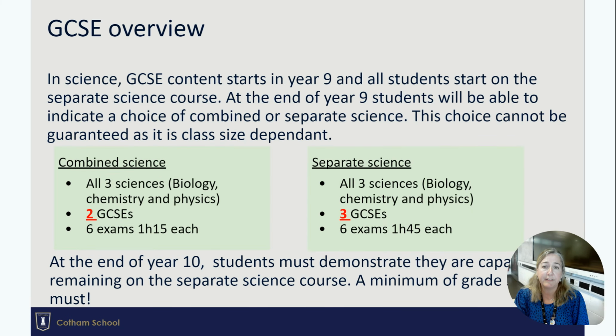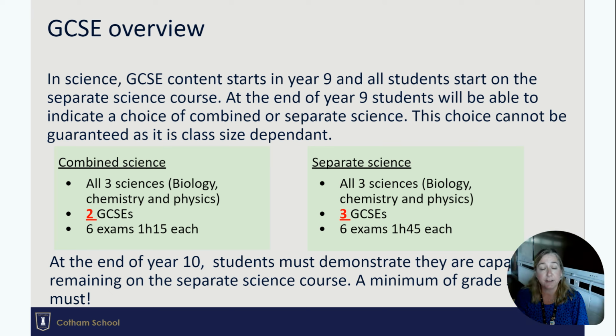In year 9, we start our GCSE science course, and every student starts the GCSE separate science course. At the end of Year 9, when students do their options, they are then given the choice of whether they choose to stay on the separate science course or go on to the combined science course. This choice can't be guaranteed because it is class size dependent, so it will be dependent on how many people choose which option.